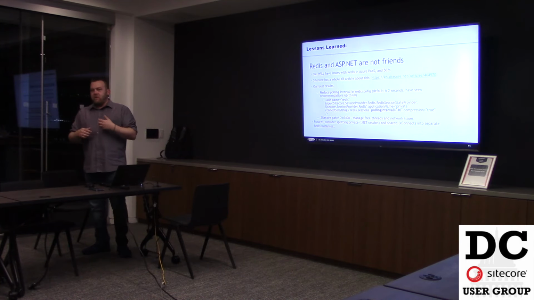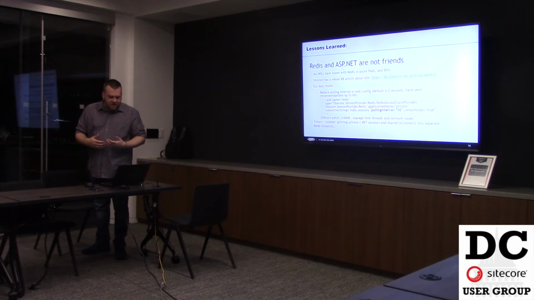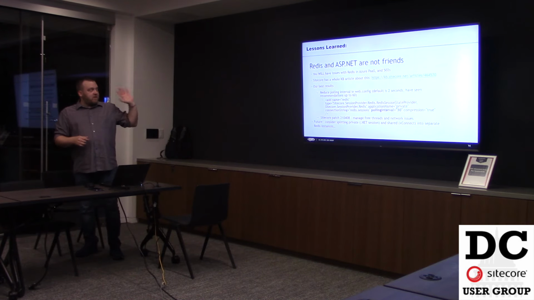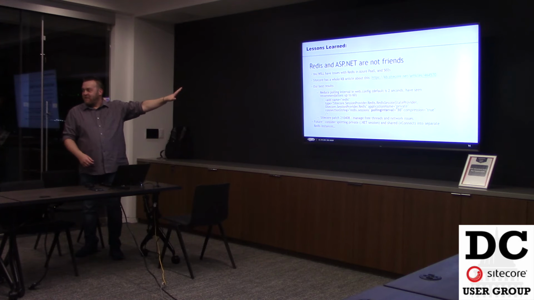But one of the things you can do is actually split, so out of the box, your .NET session and your XConnect session share the same Redis instance, and you can split those. So then you're splitting the traffic across 2 instances. This is something that plagued me for probably about 2 weeks, so I actually had to make a slide for it by itself.